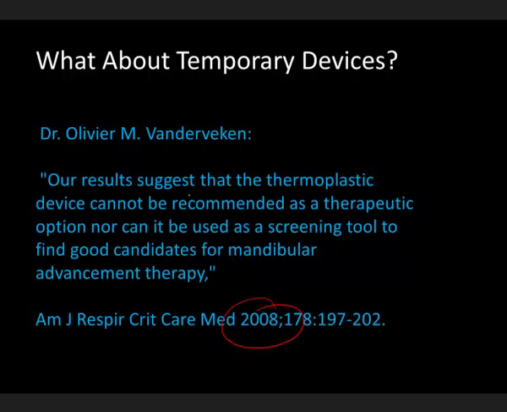thermoplastic devices, the boil and bite devices, don't give us a very good test. The danger we have with using something like this is if a patient uses a boil and bite and says it doesn't work because it's uncomfortable or it's too big or something like this, they might think that that's true for the custom devices as well. And that's not true. That's been validated by science, that a trial appliance using thermoplastics isn't really a very good trial. So unfortunately, we don't have a great trial device to make sure that we know this thing's going to work.